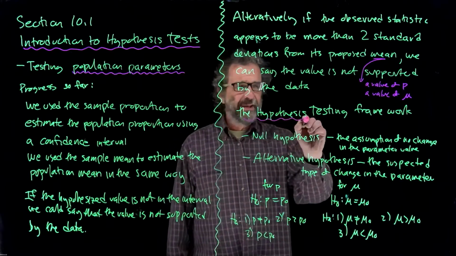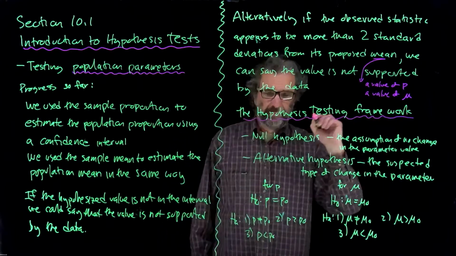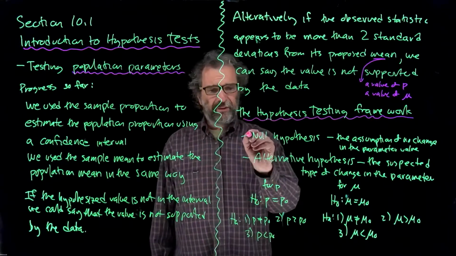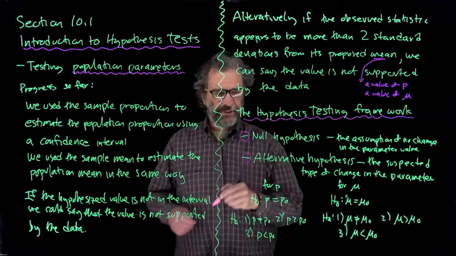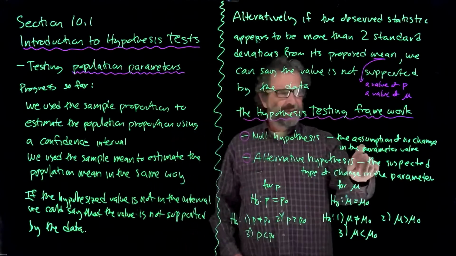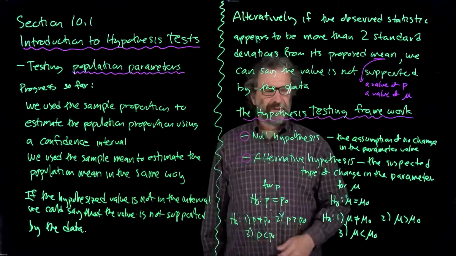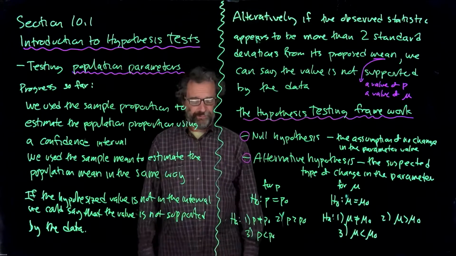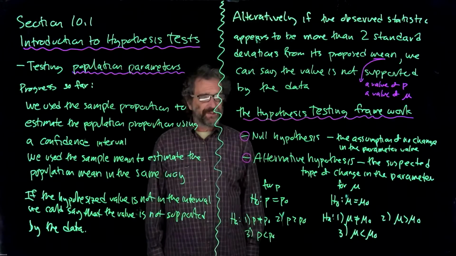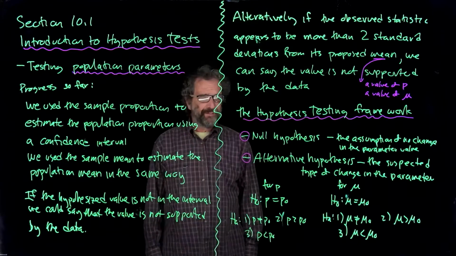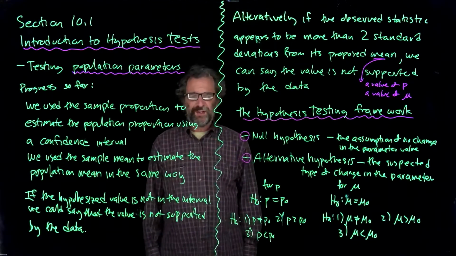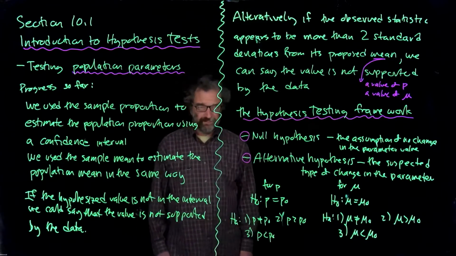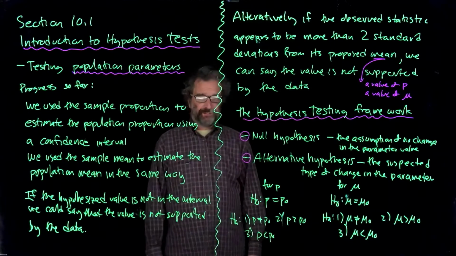So here's the beginnings of setting up the framework for hypothesis testing. There's a bunch of steps to it. The first step is creating a null hypothesis and alternative hypothesis. So the null hypothesis is the assumption of no change in the parameter value. So you're thinking, well, that's usually what it is. It's this number. And the alternative hypothesis is the suspected type of change in the parameter. So we can expect to see an increase, a decrease, or just some kind of change, depending on the experimental situation, or depending on what the purpose of the study is.